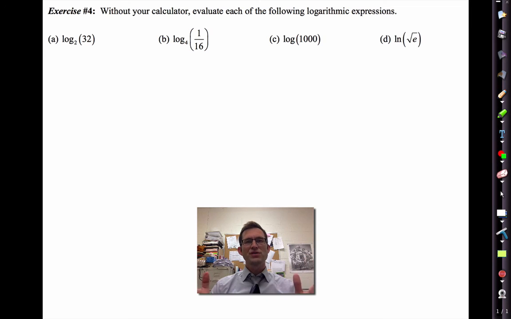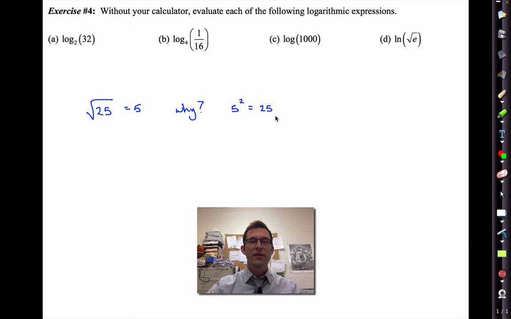Logarithms are the inverse of exponential functions, and I think of them very similar to the way I think of square roots. In other words, right now, most students at this level know that the square root of 25 is 5, right? But if you were asked why, you would probably say, well, because 5 squared is 25. And it's interesting because that means that we have to actually appeal to the squaring function in order to justify the square root function or operator, depending on what term you want to use.